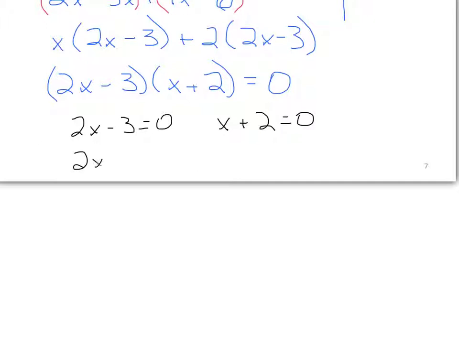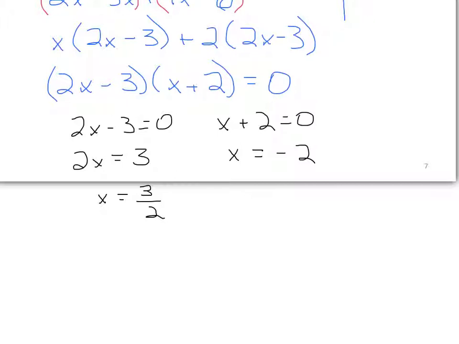So we add 3 to both sides and then divide by 2, and we find out that when x equals 3/2, that will make the denominator 0. Over here we just subtract 2 from both sides and find out that when x equals -2, that will make the denominator 0. So what is the domain?